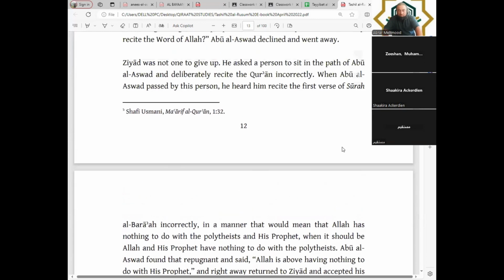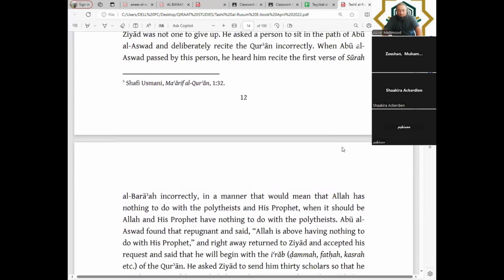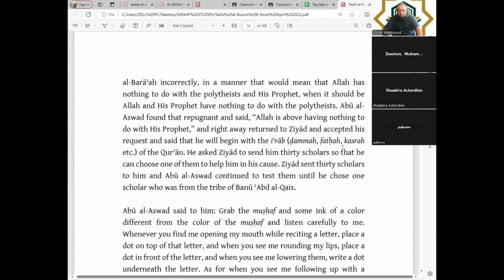When Abu al-Aswad passed by this person, he heard him recite the first verse of Surah At-Tawbah incorrectly, in a manner that would mean that Allah has nothing to do with the polytheists or his prophet's, when it should be that Allah and his prophet have nothing to do with the polytheists. Abu al-Aswad found that repugnant and said, "Allah is above having nothing to do with his prophet," and right away returned to Ziyad and accepted his request, saying that he would begin with the i'rab, Dhamma, Fatha, Kasra, etc.